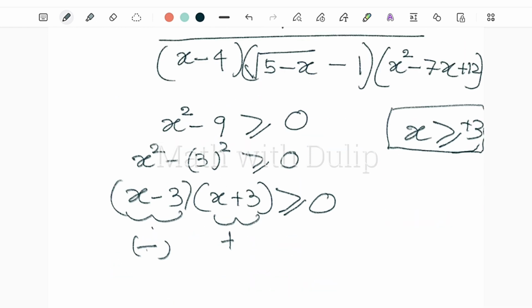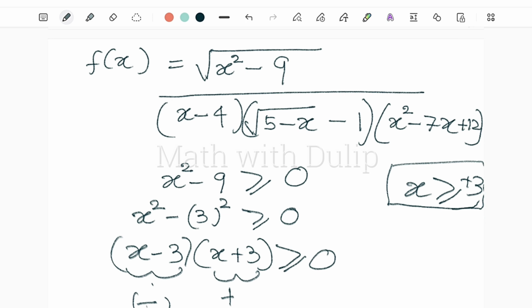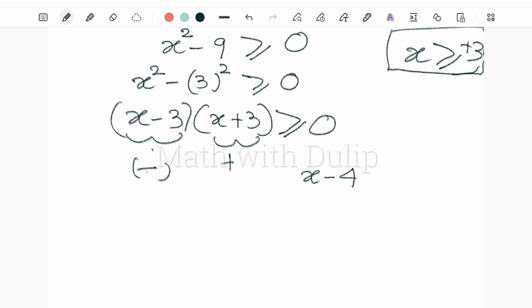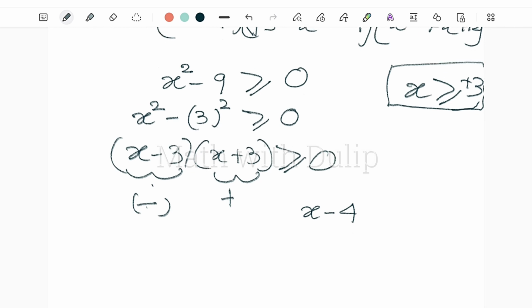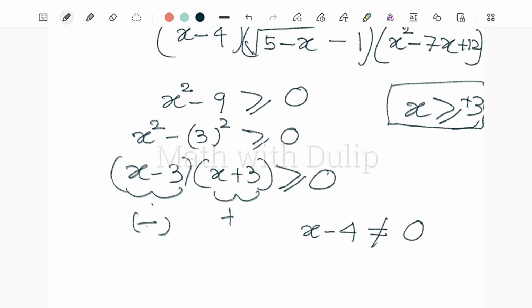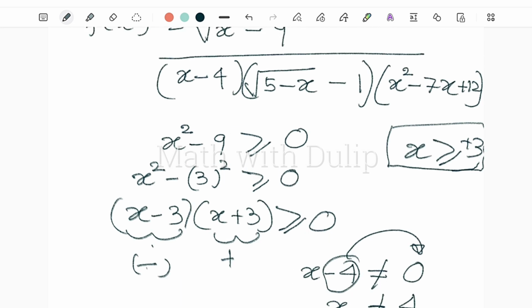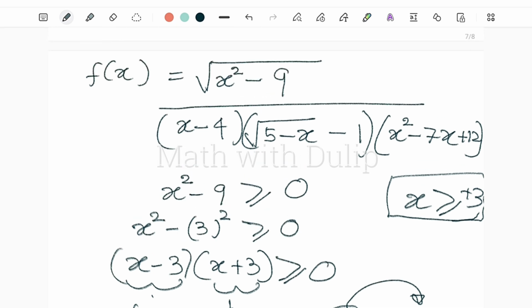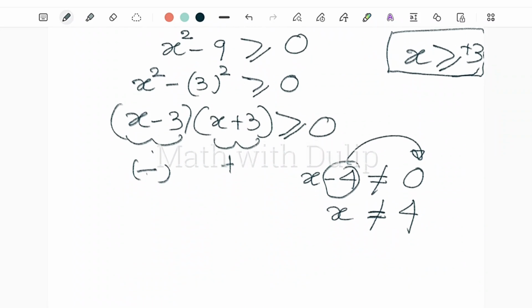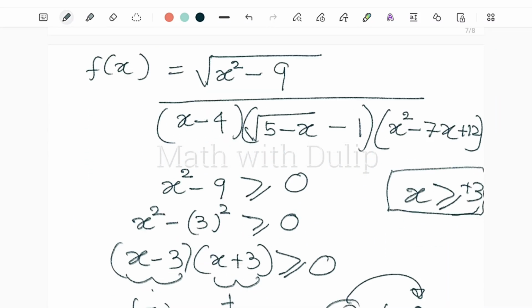So this is one condition. And here this is a rational expression, with x minus 4 on the bottom. So x minus 4 shouldn't equal 0. In this case, sending the negative 4 to the other side, x is not equal to 4. If x becomes 4, the denominator is going to be 0, and any value divided by 0 is undefined. So x shouldn't be equal to 4. This is another condition.